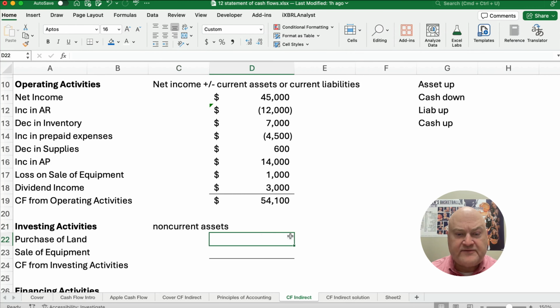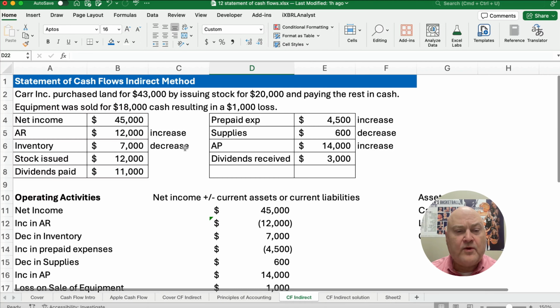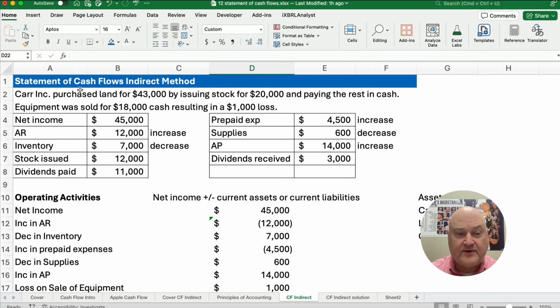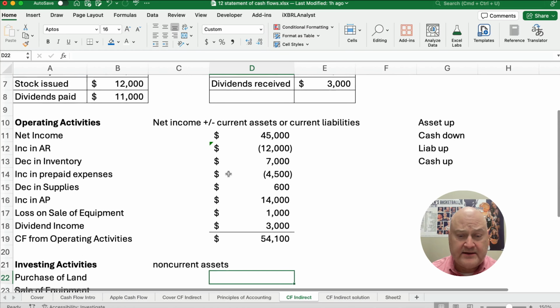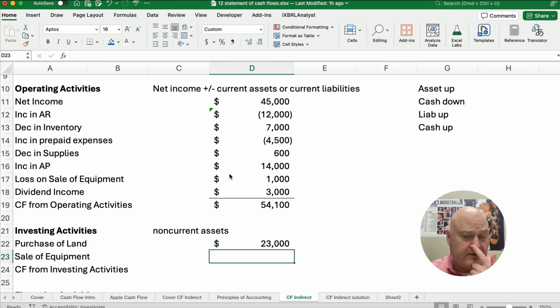So we have two things going on here. We have a purchase of land. Okay, how much did land cost? Well, we want the cash effect of land. So we purchased land for $43,000. So you're tempted to put $43,000 there, but we're not. We issued $20,000 of stock, so we only paid how much cash for the land? Well, we paid $43,000 minus $20,000. So we only paid $23,000 for that land with cash.